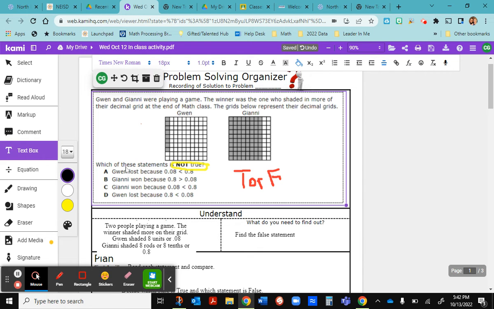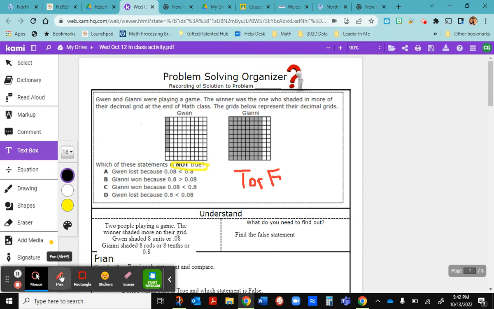Now I'm looking at here. Let's look, because we said the next thing that we were going to do is to read. It says, Gwen lost because 8 hundredths is less than 8 tenths. Did Gwen lose? Yeah, right? So does this make it a true or false statement? It makes it true, because remember, we're looking for the what? False statement. Okay, so Gianni won because 8 tenths is greater than 8 hundredths. Is that a true statement? Yeah, that's true, right? Did we just say that?